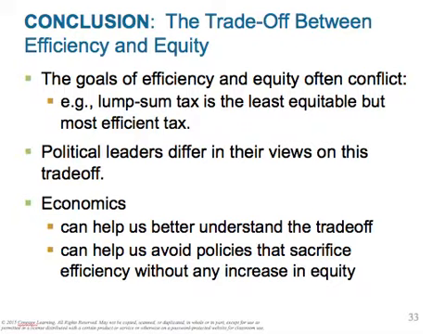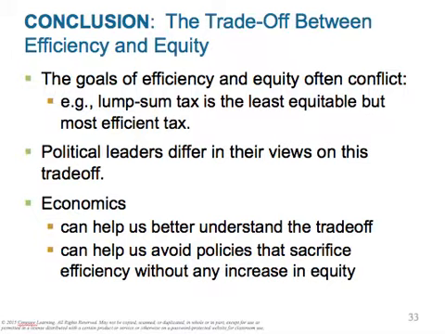So, in conclusion, the trade-off between efficiency and equity: the goals of efficiency and equity often conflict. For example, a lump sum tax is the least equitable but the most efficient tax. Okay, and there's low cost to administering a lump sum tax. However, it really affects the lower income people who are paying the same amount as the higher income people. It's a bigger chunk of the lower income folks' earnings to pay that lump sum.